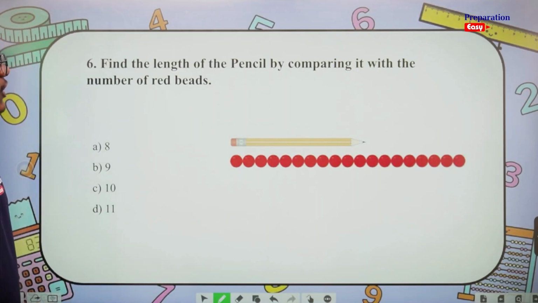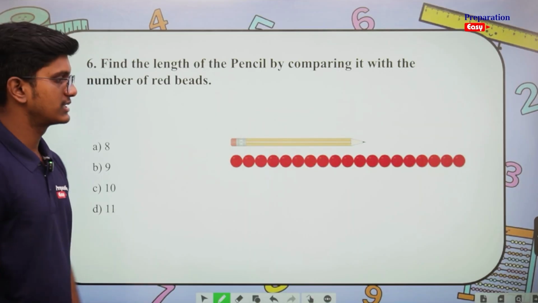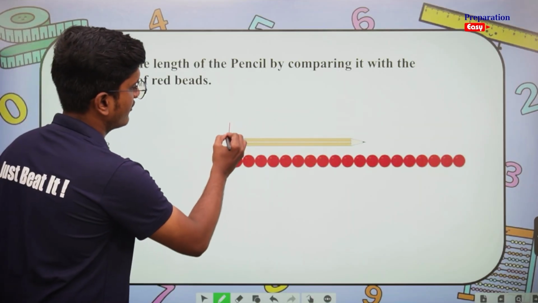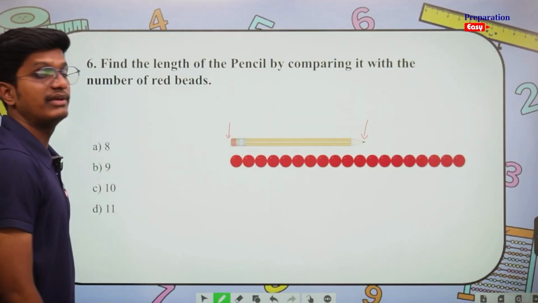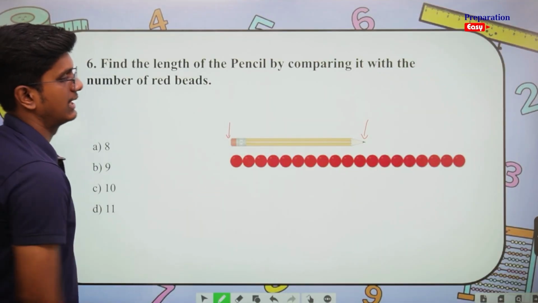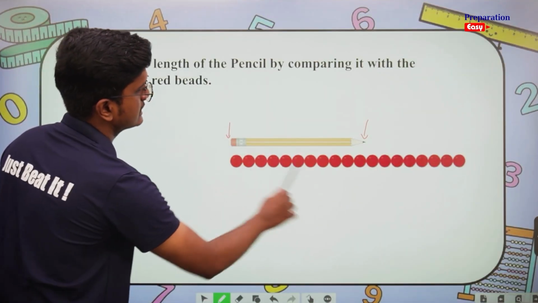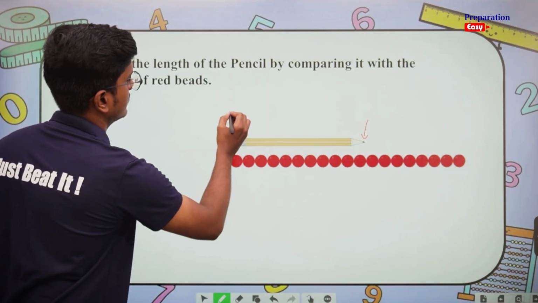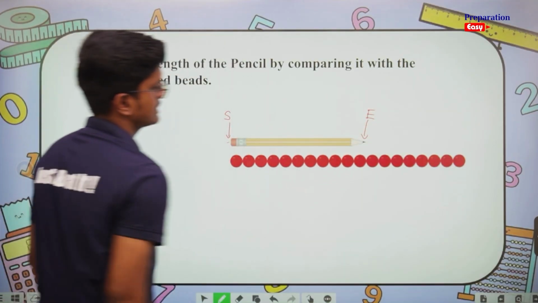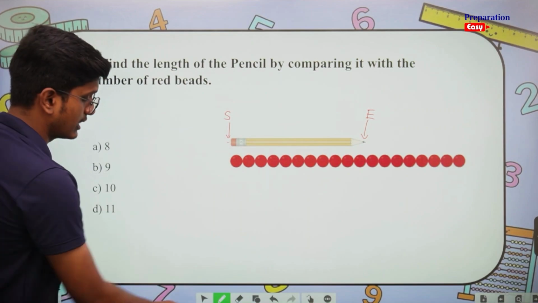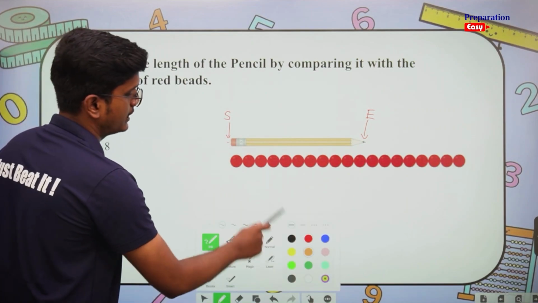Now find the length of the pencil by comparing it with the number of red dots. Previously we found the length of a pencil by a ruler scale, right? But we have dots over here. How many dots can you see for this pencil from start to end? That will be the length of this pencil. Okay, let's count the dots now. Let's see how many dots are there.